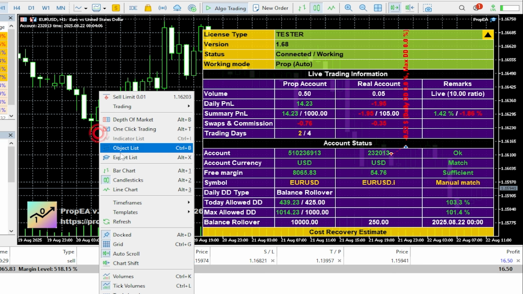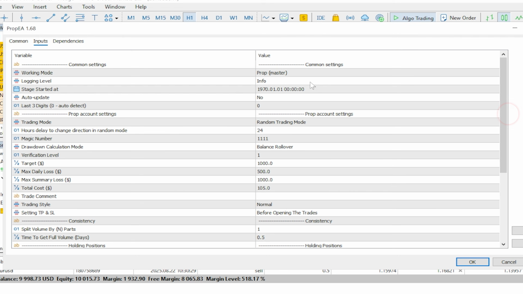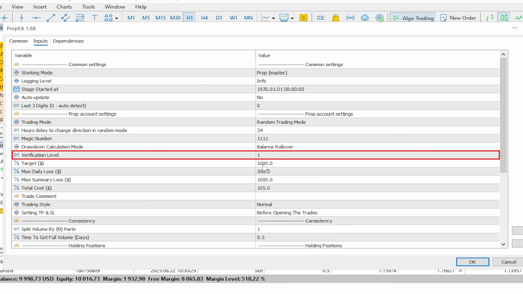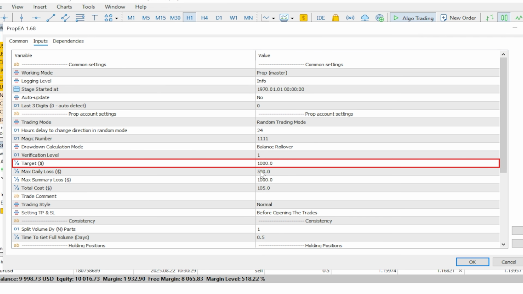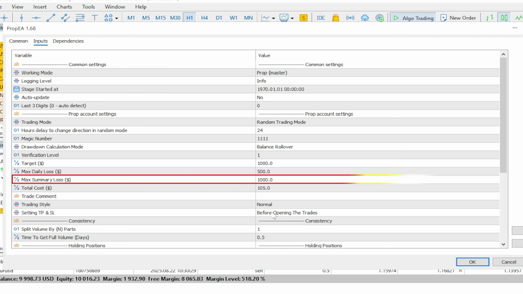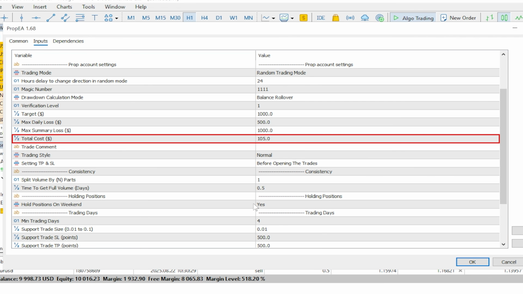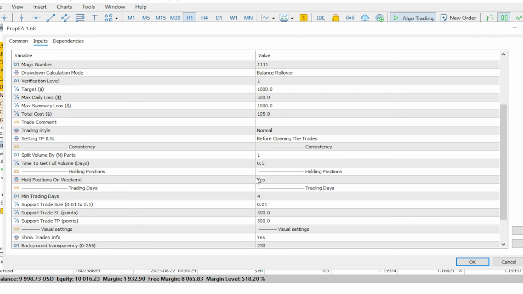In terms of the settings, basically you can see here I'm in prop mode. Some of these don't really matter. You put in what verification level you're at. So I'm on the first phase just now, target of 1,000, daily loss 500, and the cost, and that obviously lets it know what size to put on a hedge account.